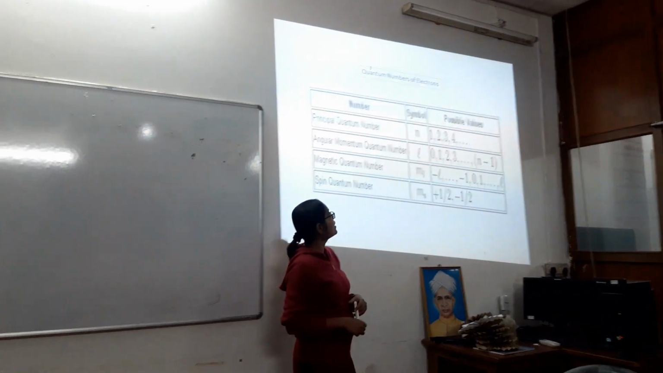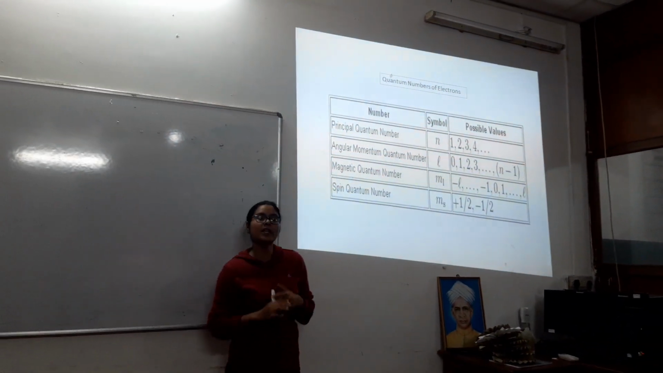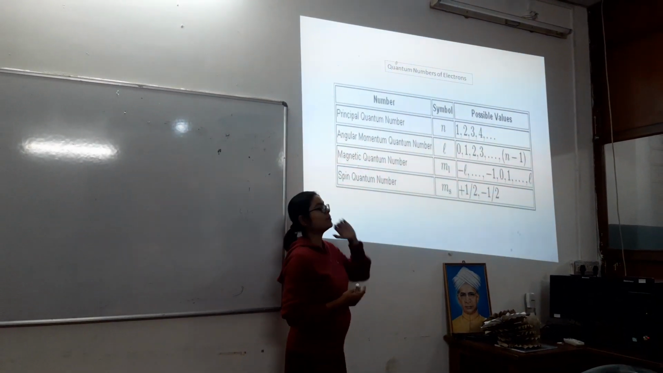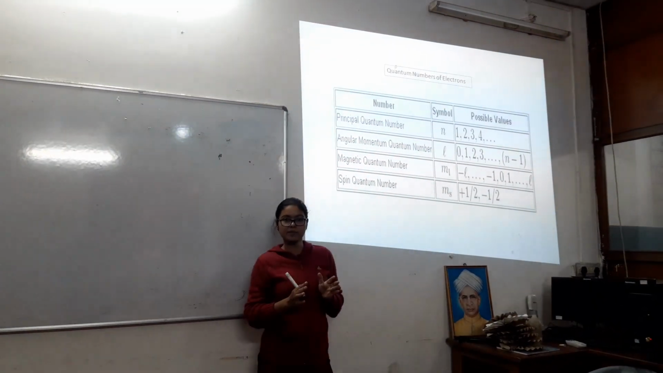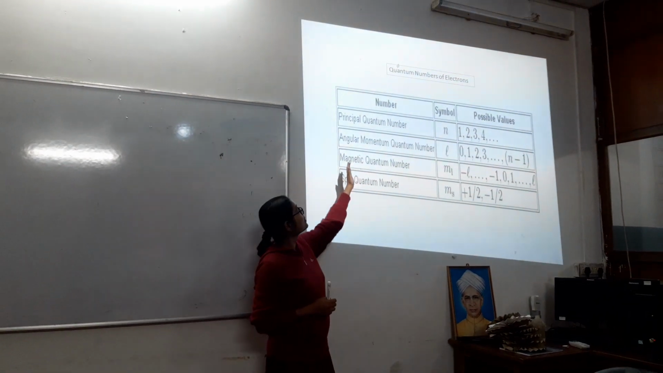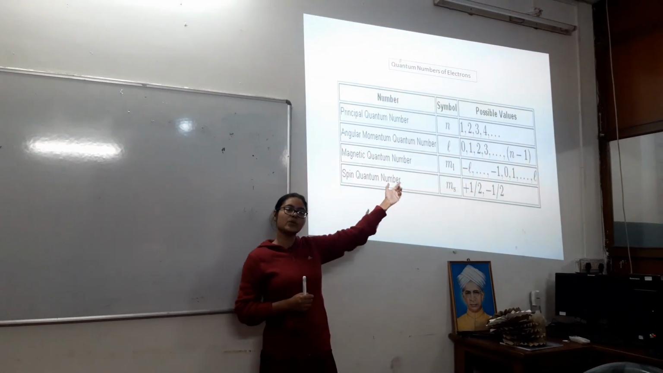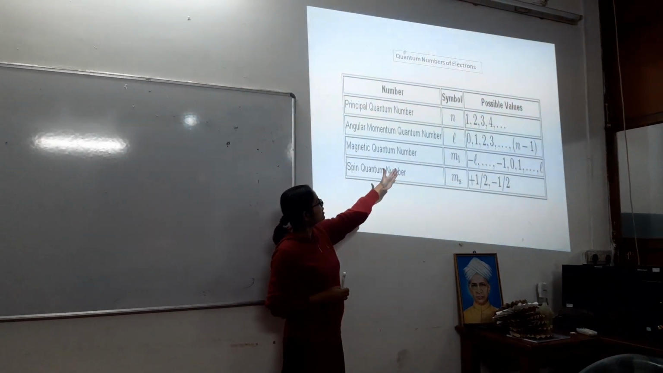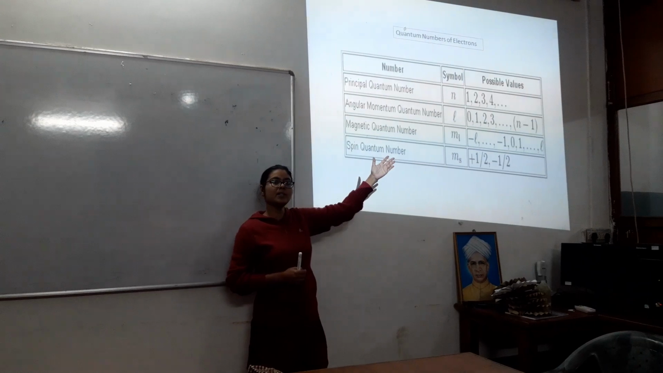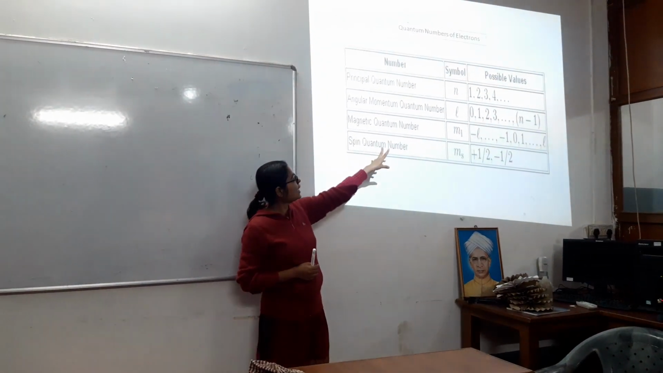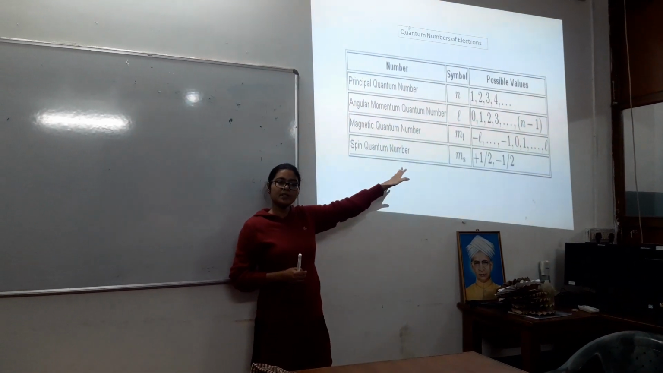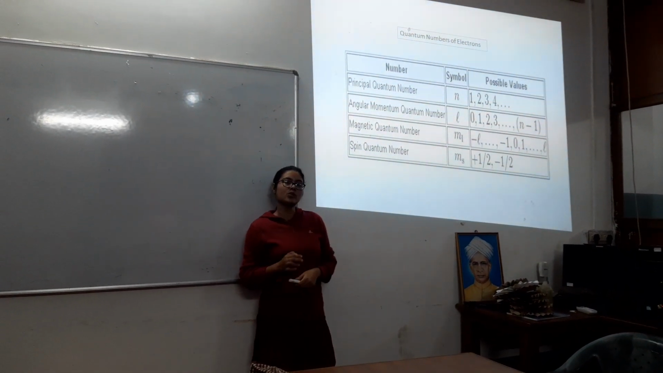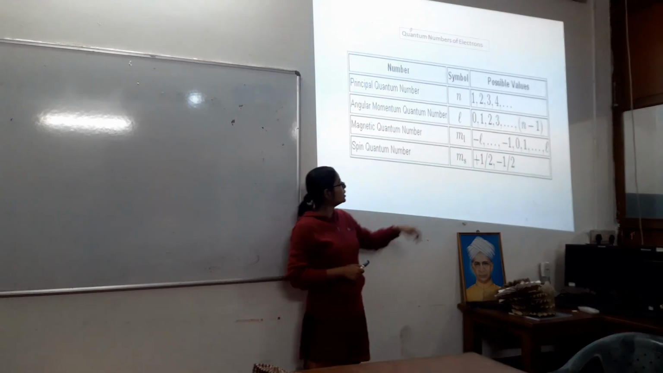So this is a very important thing, quantum numbers of electrons. We can define any electron by its quantum numbers. We know there are 4 quantum numbers for electrons. The first one is the principal quantum number, which is assigned with n. Then the angular momentum quantum number, also called the azimuthal quantum number, assigned with l. Then the magnetic quantum number, assigned with m. And then the spin quantum number, assigned with s or ms.